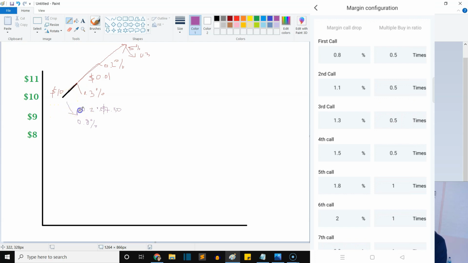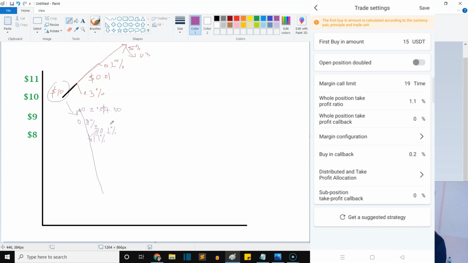And then from here, let's say it goes down again another 1.1%, and if it goes back up by 0.2%, it will buy. It will buy 0.5 of your initial first buy amount. Again, guys, why does it need to retract? Because it could be going straight down by 7%. It will not buy. It only buys if this condition is met, where it comes up a little bit by 0.2%. That's why you see here buy-in callback. It buys when there's a callback by 0.2%.